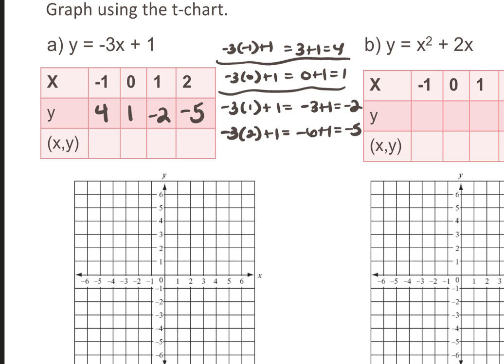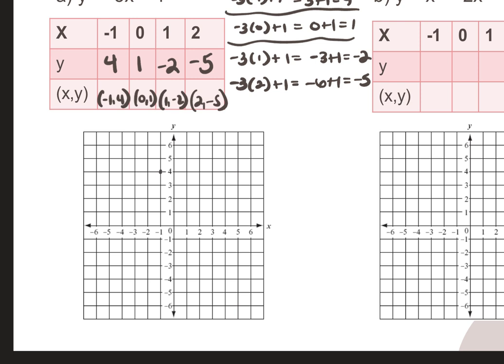So then the last row is just your coordinate. At -1, we're going to do 4. At 0, we're going to do 1. At 1, we're going to do -2. And at 2, we're going to do -5. So the points are -1, 4; 0, 1; 1, -2; and 2, -5.